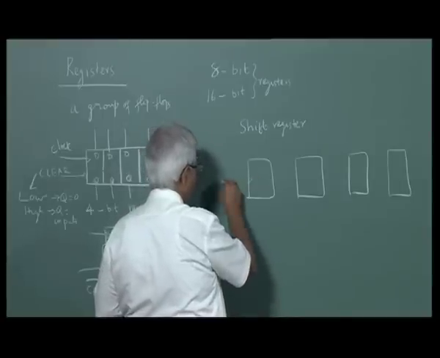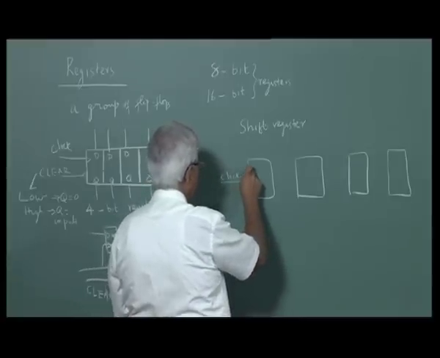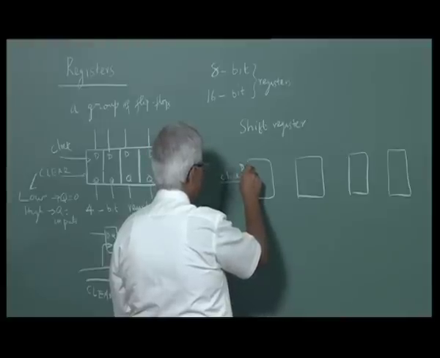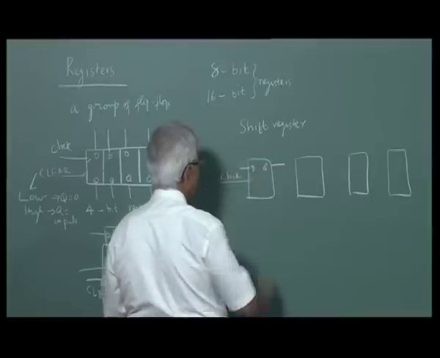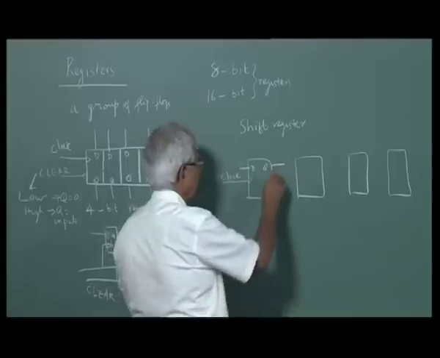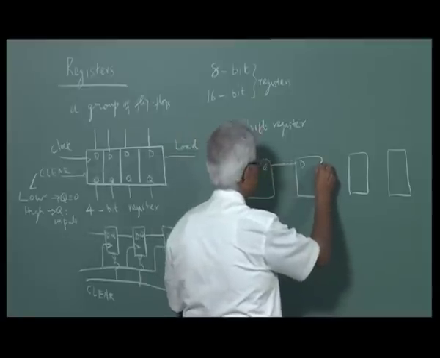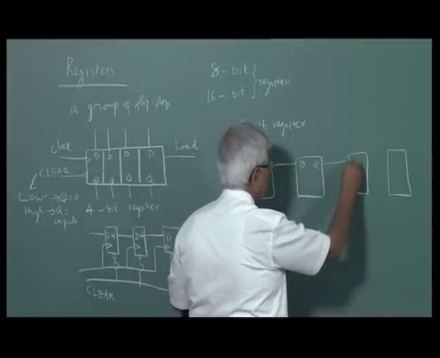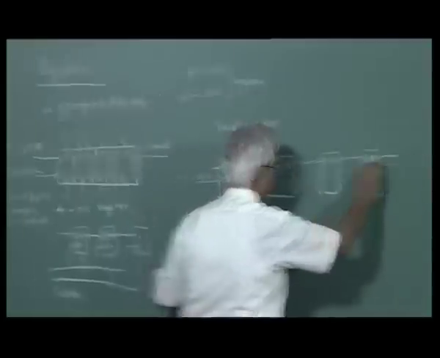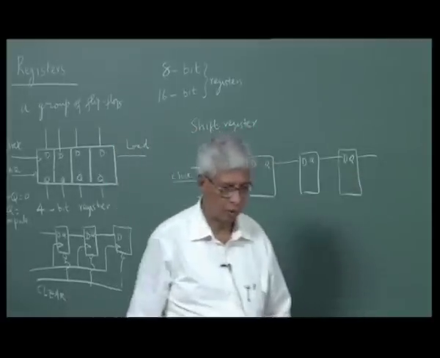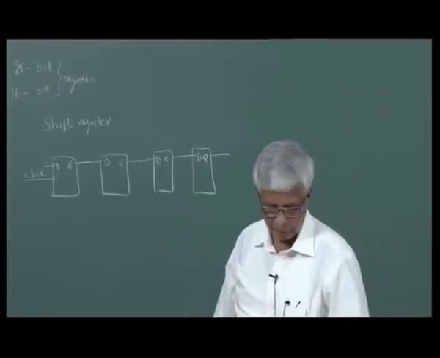Here you clock it. Each clock, this is the D input, and this is the Q output. This Q is connected to the D of the next flip flop, and this Q goes to this D, and this is a Q here. So there are 4 bits or 4 flip flops. They are also clocked at the same time.